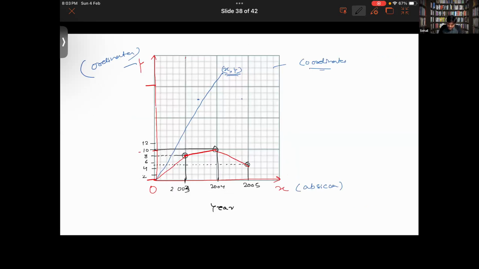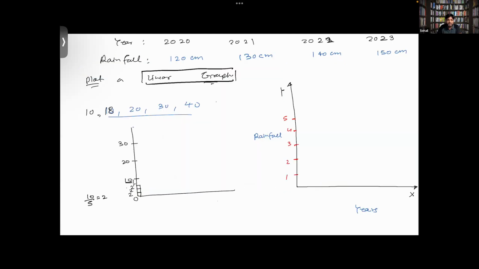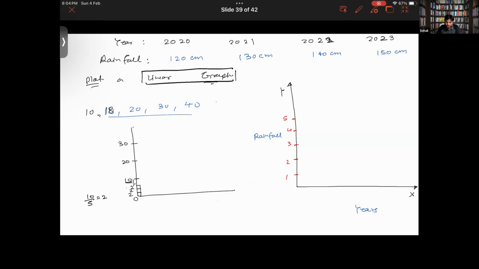Just understand this thing. This is 2, this is 2. Arham, just 1 minute. What should be the range for your question? See, rainfall.